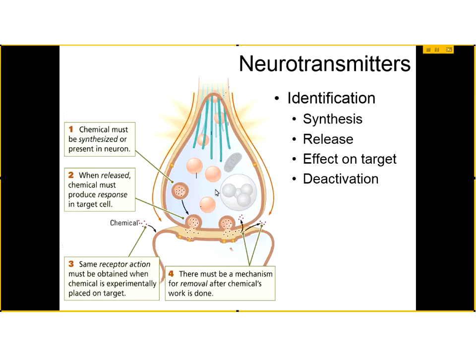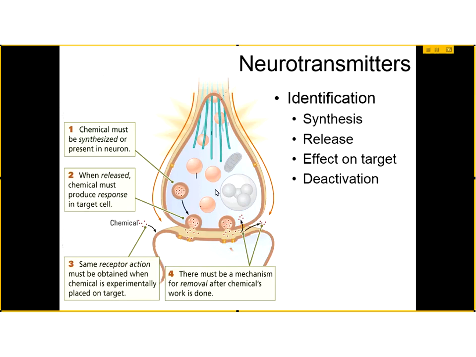And then you have to demonstrate how it is deactivated. There's got to be some mechanism for removal of that chemical from the synapse. So you have to demonstrate that there's some deactivation pathway. And this set of criteria has been very effective in allowing researchers to identify neurotransmitters that are functioning to communicate information across the synapse. It has resulted in the discovery of an amazing variety of neurotransmitters.